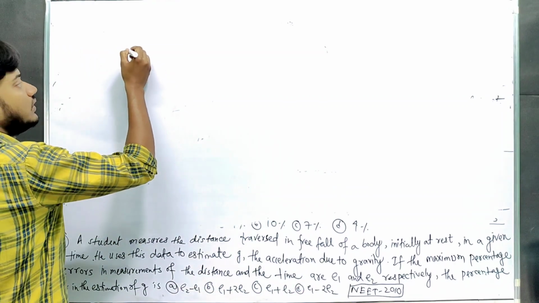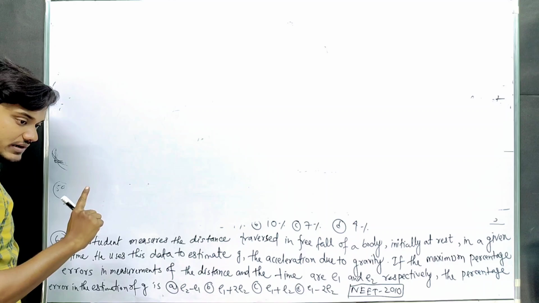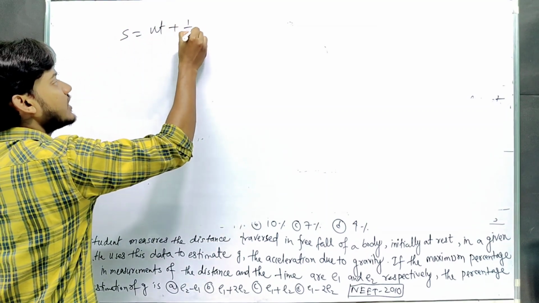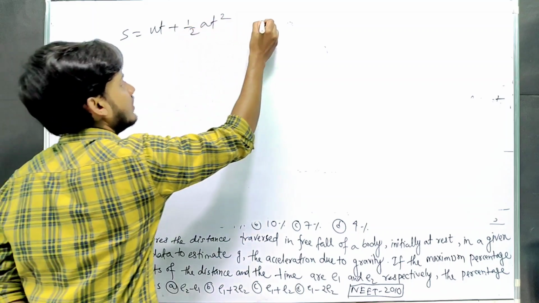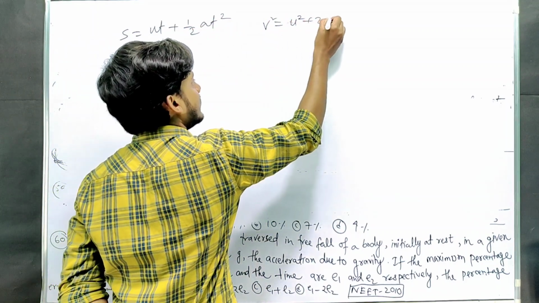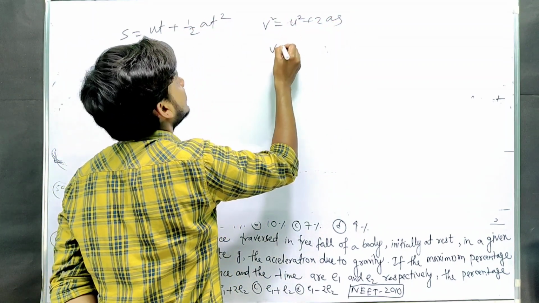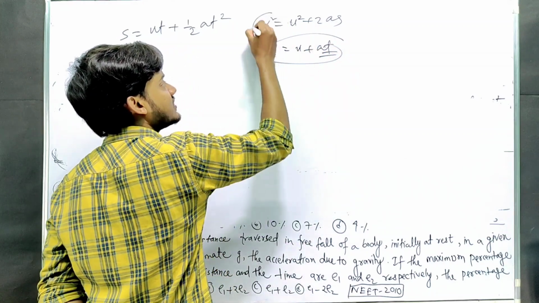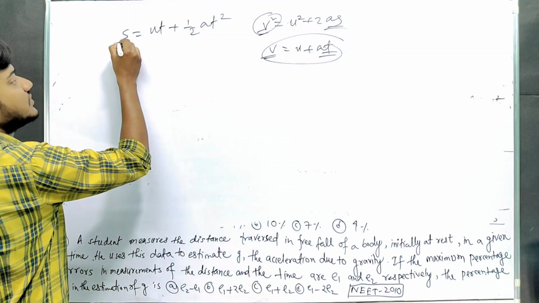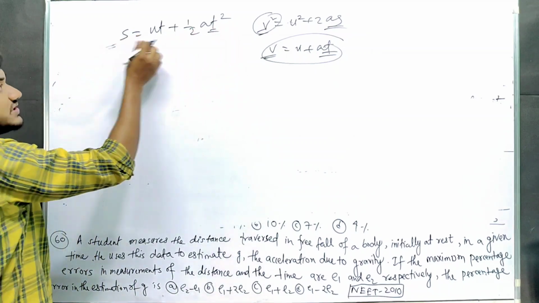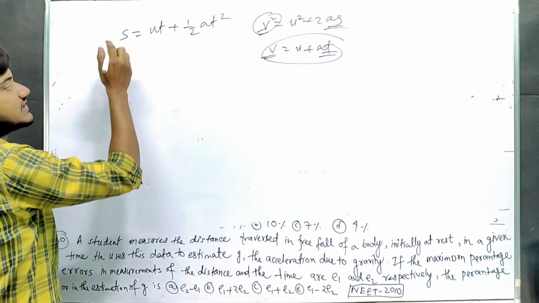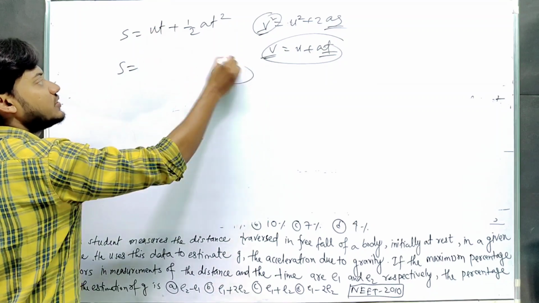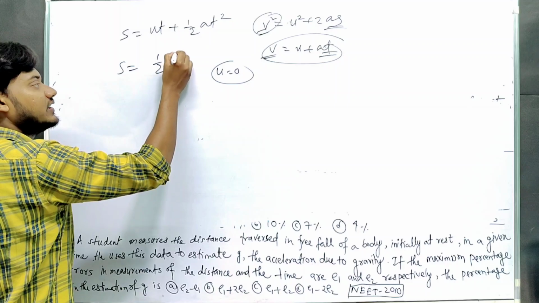We know the relation between time and distance. There are three formulas: S equals ut plus half at square, v square equals u square plus 2as, v equals u plus at. This is the relation between velocity and time, relation between velocity and distance, relation between distance and time. So we have to use this. Here distance s, initially at rest, so u equals 0. If u is 0, then this term is 0.